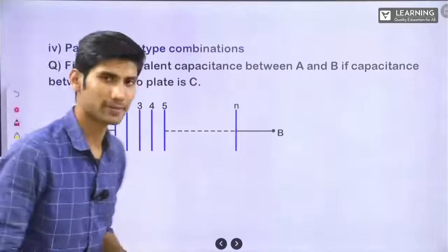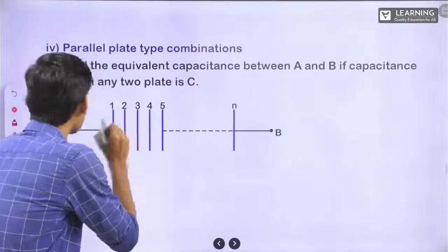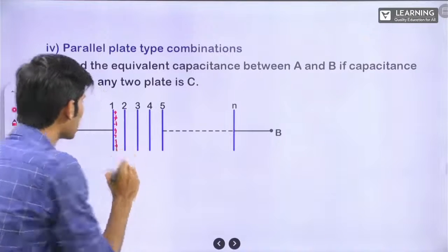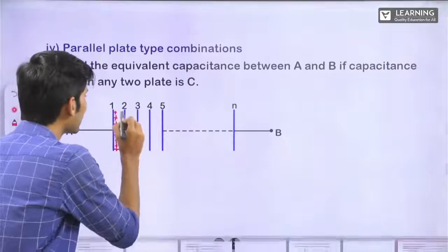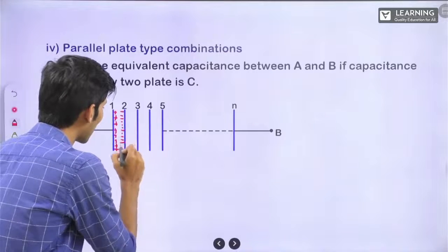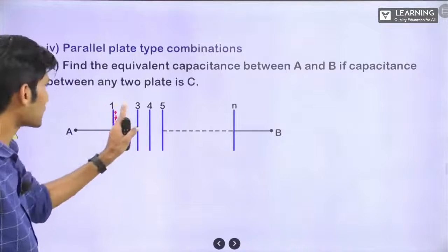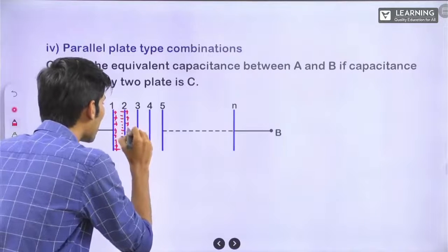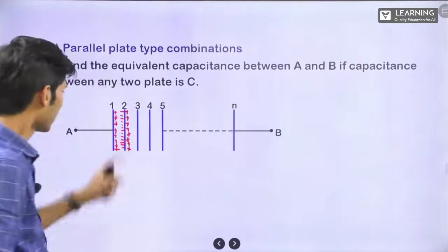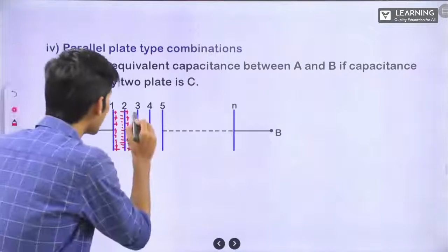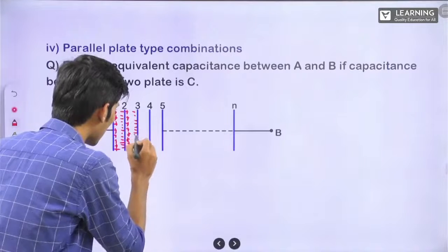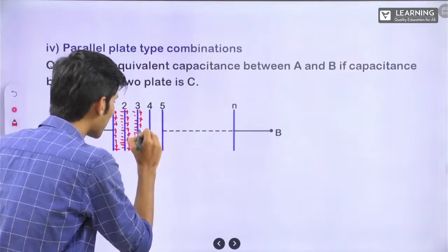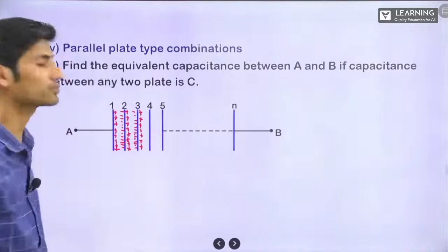See these plates. If this side has positive charge, let's say, then the plate just in front of it will get a negative charge. Correct? Negative charge is on this side of the plate, so the other side of the same plate will have positive charge. Because of this positive, this side of the next plate gets negative charge. Because this side is negative, the other side of the same plate will be positive. Now see what is happening.